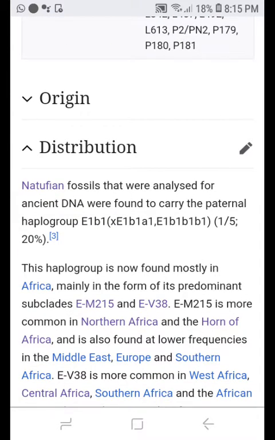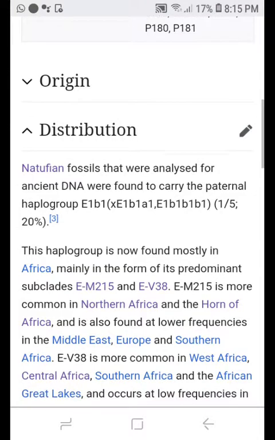Let's go at the bottom here where it says distribution. We got this word here, Natufian. Natufian fossils, meaning the skeletal bones that were analyzed for ancient DNA, were found to carry the paternal haplogroup E1b1. Okay, and under E1b1, I showed you E1b1a came under that. Next to it is the brother of E1b1a, or the brother of E1, or the brother of EM2, which is EM215, which is E1b1b.